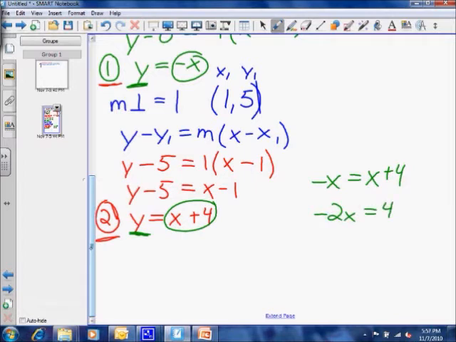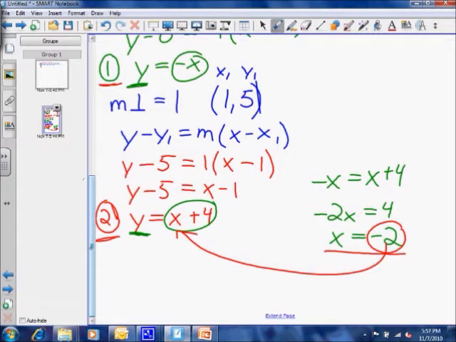Getting x by itself, I'll divide by -2x, and I'm left with x is equal to -2. Well, I'm looking for a point that is on both of the lines. I have the x part of the point, so I need to find the y part of the point, and to do that I will plug in this x equals -2 for x in my equation here.